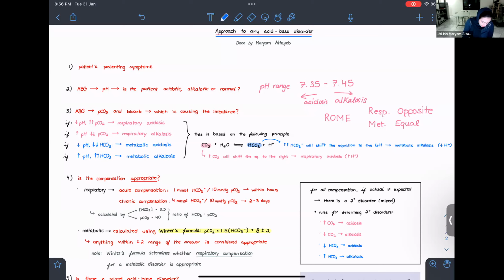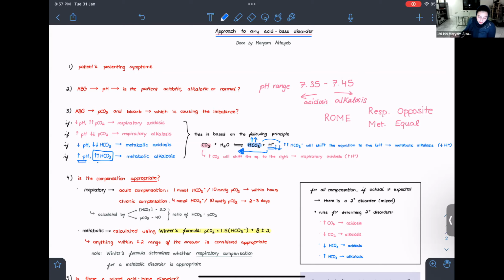Now, if you have increased pH, remember, it's going to be in the same direction. Increased bicarb. Now you know it's metabolic. Why? Because they're in the same direction. You know it's an alkalosis. Why? Because pH is higher. So what happened here? Your bicarb was high for one reason or another. So this whole equation shifted to this side. And when it shifts, your H+ becomes lower in order to compensate. And when it becomes lower, you're basically going to lose acid. So it becomes an alkalosis.